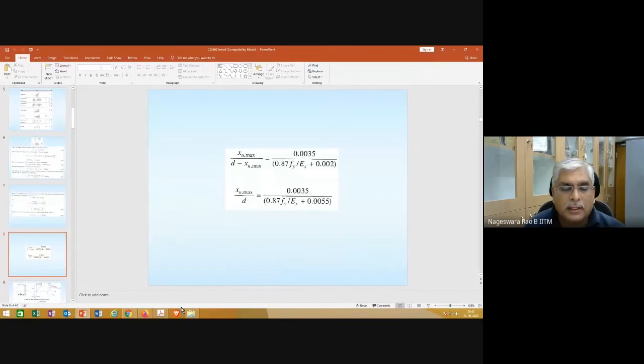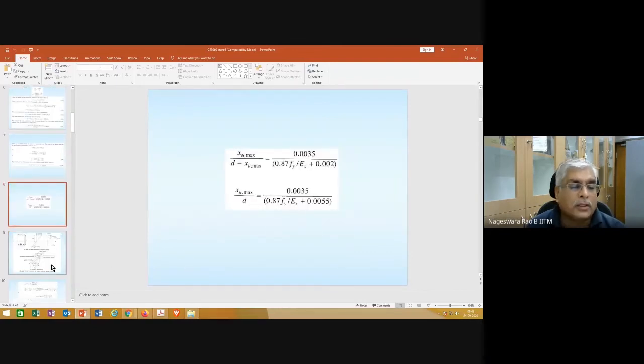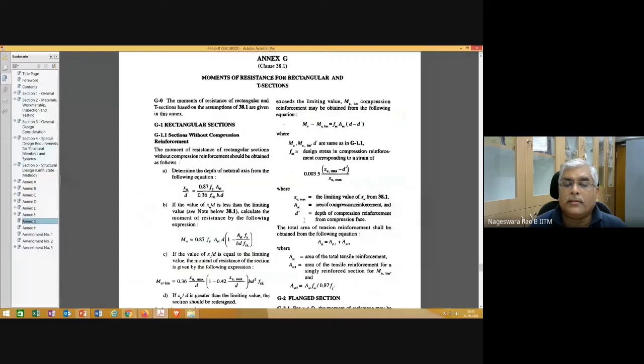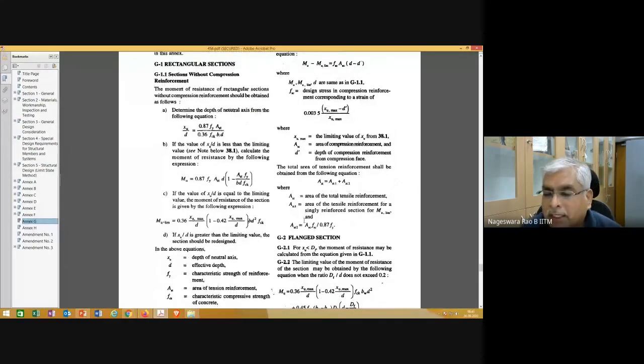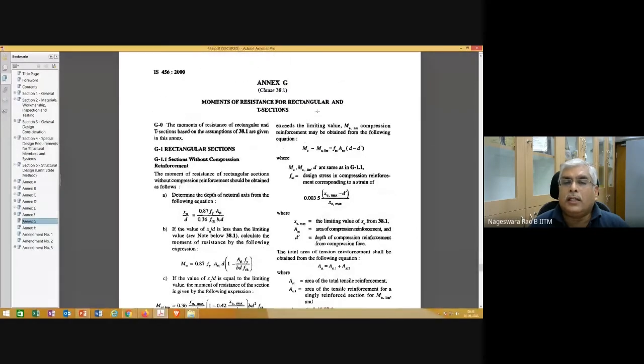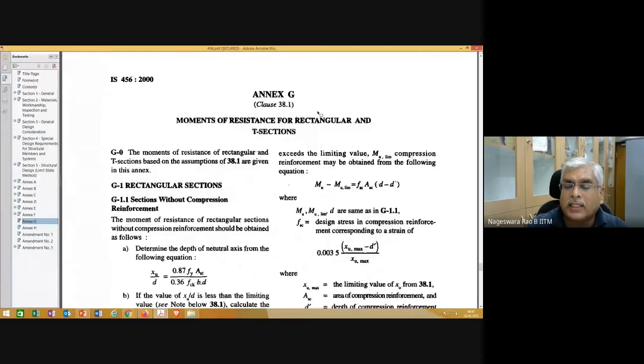Okay. And before we close for today, I'm going to give enough time for you to digest. In tomorrow's class, we'll see the other things. Before we close, I want you to refer to Annexure G of IS 456. Please note that whatever relations we noted, they are given in the code book. But before you make use of them, you need to understand how they are obtained.